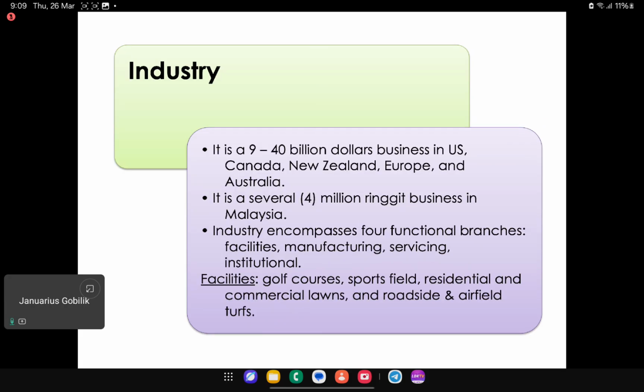And then a little bit about the income. It is about 9 to 40 billion worth of business around the world. And in Malaysia, it is about a 4 million ringgit business. It may have increased a little bit in recent times, up to 6 million ringgit. And then the industry encompasses 4 functional branches: facilities, manufacturing, servicing, and institutional. So it is a very important industry actually, because it supports the manufacturing industry, servicing industry, facilities, and also the institutional sector. So facilities, for example, are golf courses, sport fields, residential and commercial lawns, and also roadside and airfield turfs.